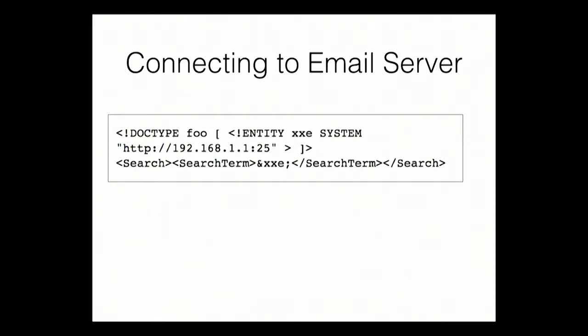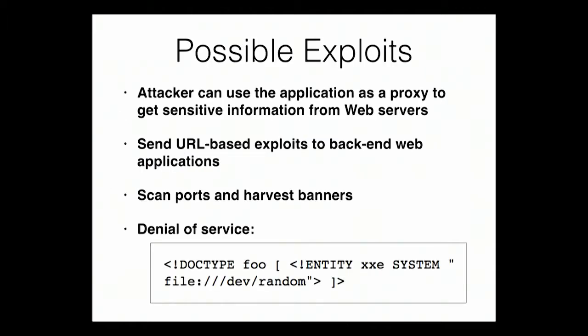So here's another one. You can connect to an email server, and well, you can send an XXE that will connect to an email server. So you can use XXE to pivot from one machine to other machines in the network. For the email server, it's probably not accessible directly from the outside, but you can do it this way. So you can use a lot. This uses your application as a proxy to get inside the machine. You can send it to other back-end applications, scan ports, harvest banners.